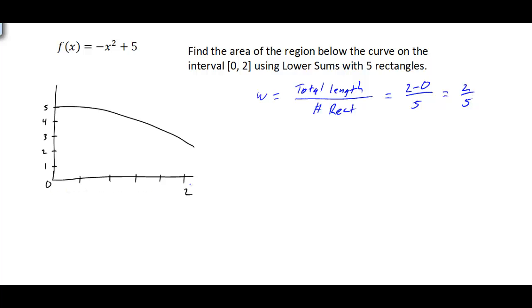So we need to mark off each rectangle on the axis here. If we start with 0, we're going to add 2/5, and then we would get 4/5, 6/5, 8/5, and then of course we would end up here with 10/5, which would be equal to 2. So now we have our markings for our rectangles. In other words, the first rectangle would go from 0 to 2/5. Our second one would go from 2/5 to 4/5, and so on. So I'm going to mark off each of our rectangles.